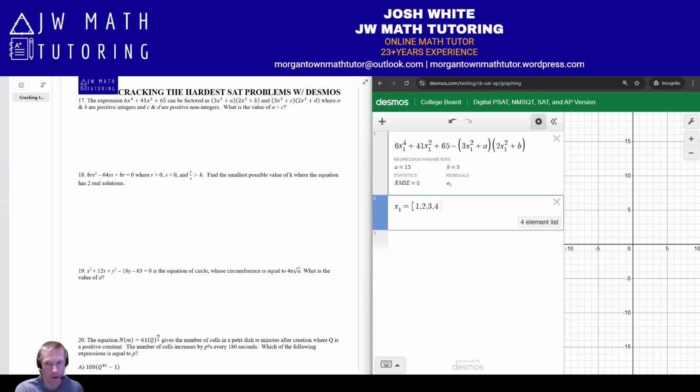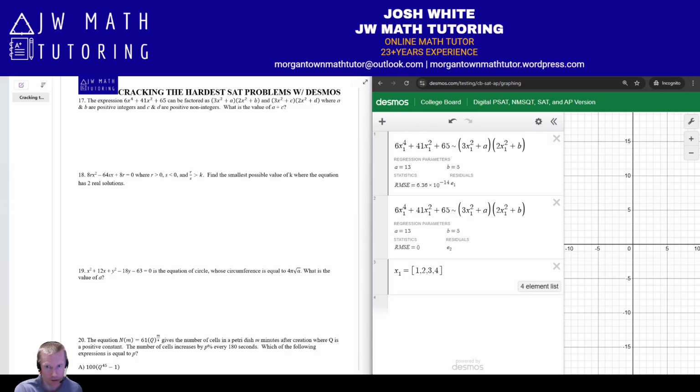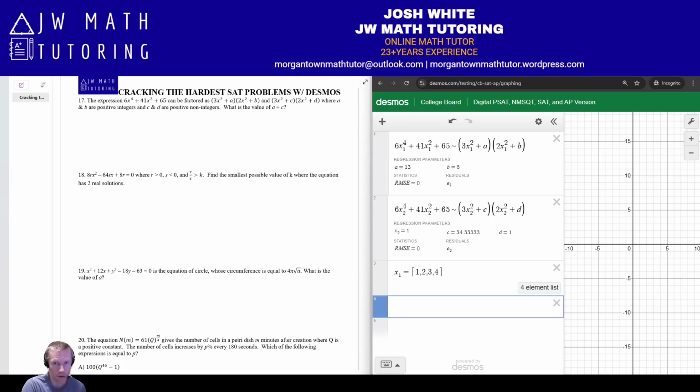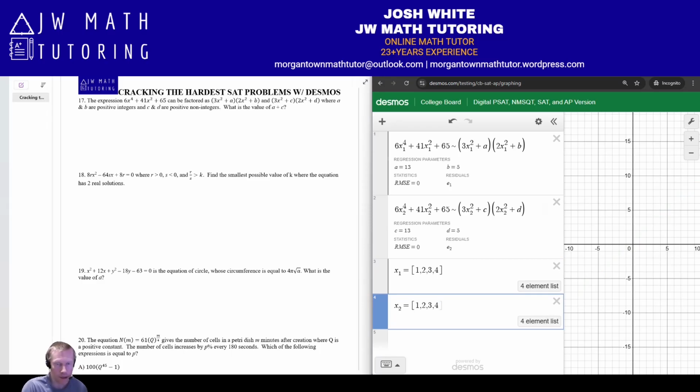Now, if you want to do it for c and d, I'm just going to copy this, but change it to 2 instead of 1. Then I'm going to change these letters to c and d. And of course, for that one, I now need a list for x2. I'll just put in the same things, 1, 2, 3, 4. But notice it's giving me the same values, 13 and 5.